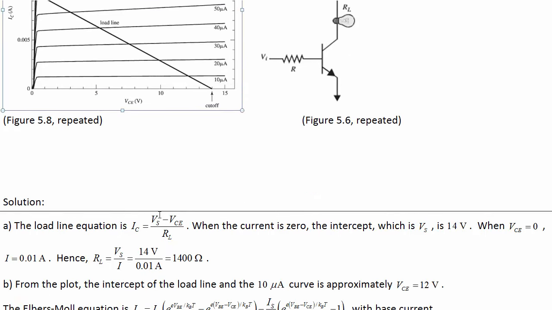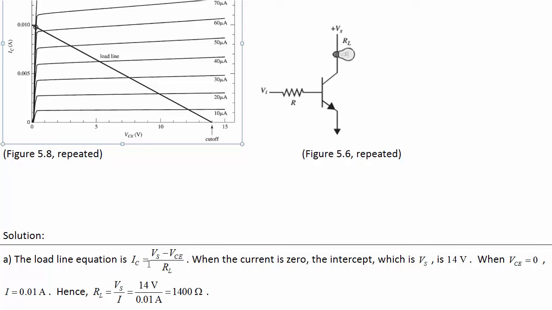Now, on the other side of it, when we have 0 collector emitter voltage, that's when we get the maximum collector current, and that would be VS over RL. So since VS we figured out is 14, and IC in that case is 10 milliamps, we can solve for RL, 14 over 10 milliamps, 1400 ohms.